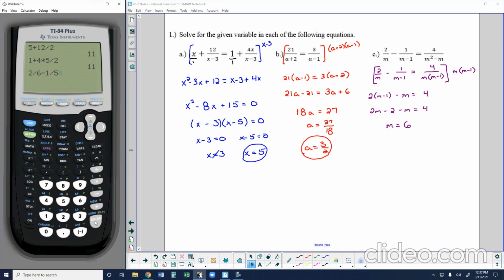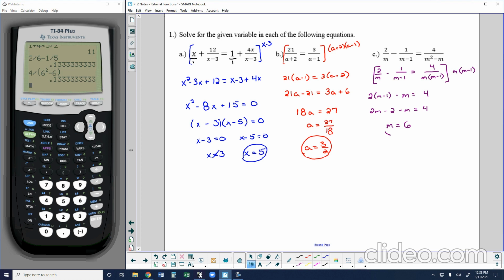6 squared minus 6, which would give me an equivalent expression. So m would equal 6. So we do want to, again, check to make sure our answer does not give us a 0 in the denominator of any fraction, and then we can carry out a full check of that value to see if it is a true solution. Let's continue looking at examples.